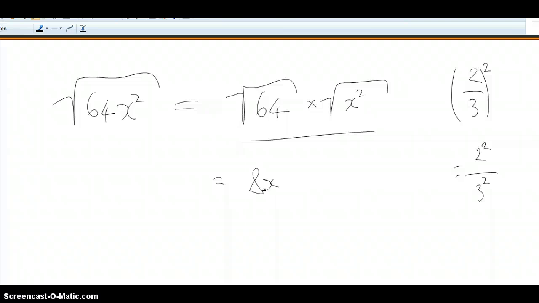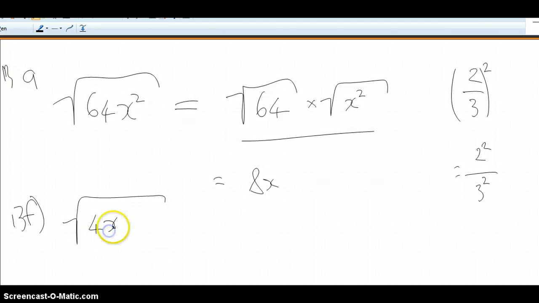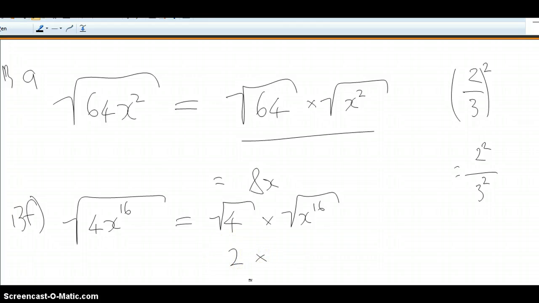Oh, here's a tricky one. Letter F. 13, that was 13a. Here's 13f. Okay, can be written as square root of 4, which we all know, multiplied by square root of 16, which we won't all know. Answer 2x to the eight. How did I know it was 8?